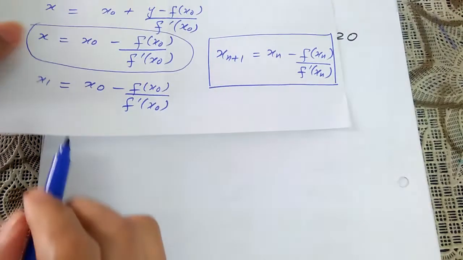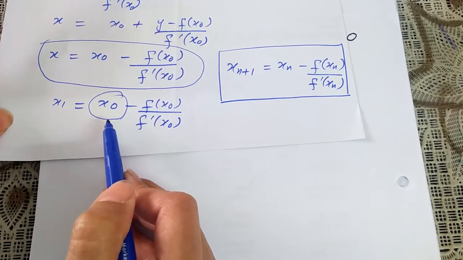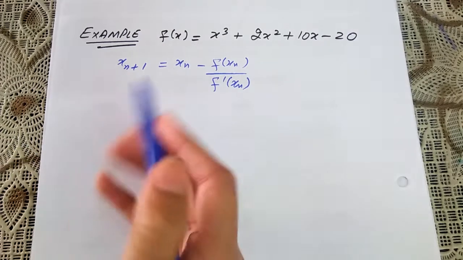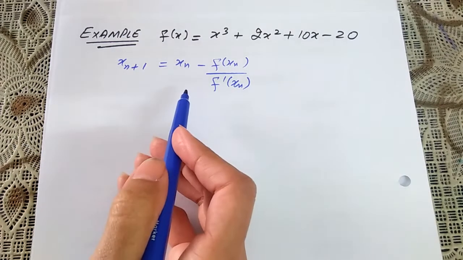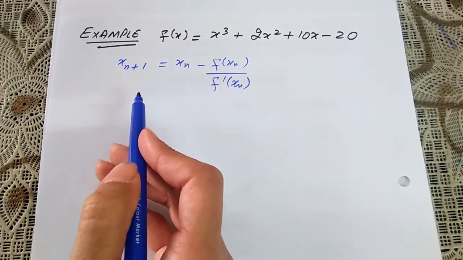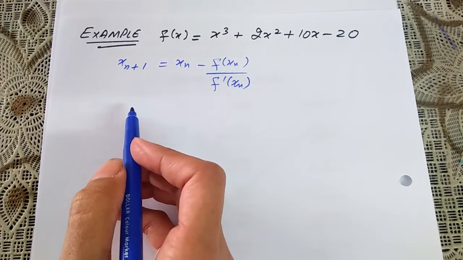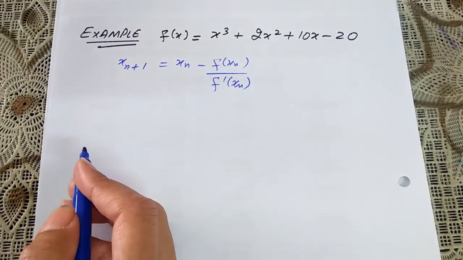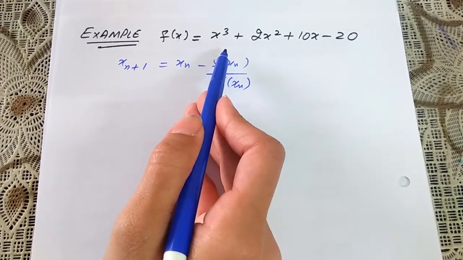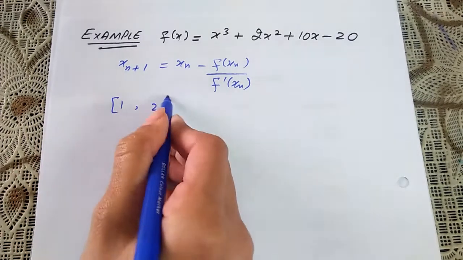For the first value, x1, we need some x naught, a starting value or initial point. For that purpose, we must have some interval. For finding an interval, as we have discussed in the previous methods, if it is not given, we will just take some numeric numbers, put them in this function and observe the behavior. Let's suppose I am taking the interval from 1 to 2.